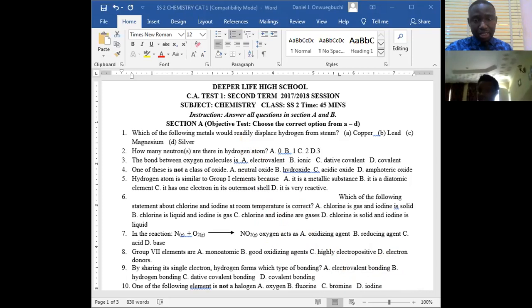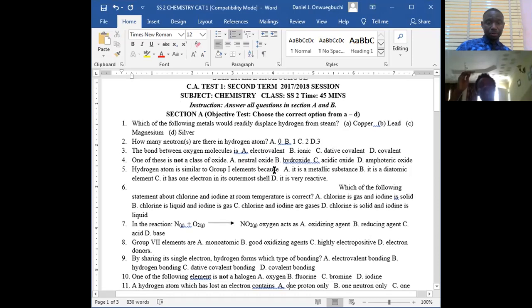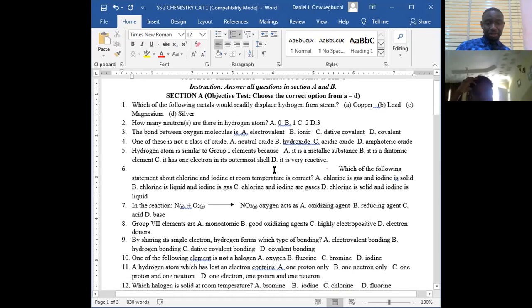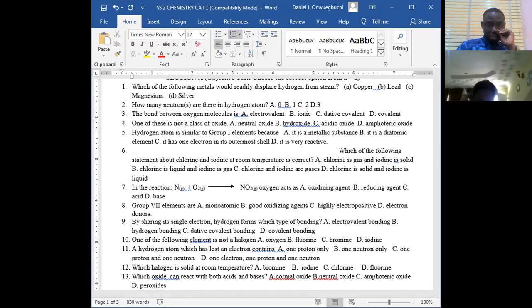Number two, how many neutrons are there in hydrogen atom? One. Are you serious? That's not the answer. Hydrogen has one neutron? Are you serious? Zero. Come on. Don't answer any questions anyhow. Think about it first. The bond between oxygen molecules is what? Now, let me give you a clue. Any bond that has to do with sharing of electrons. Covalent, good.